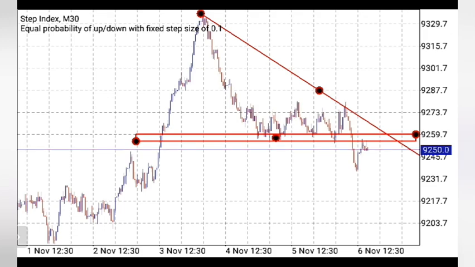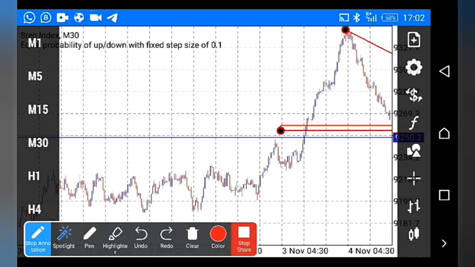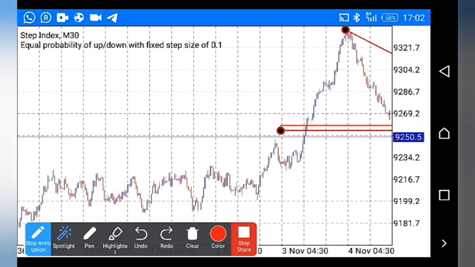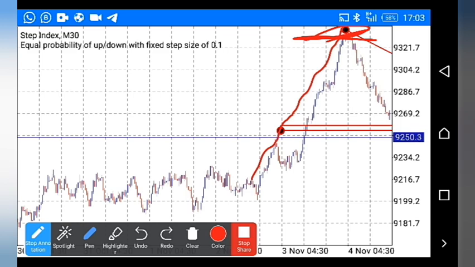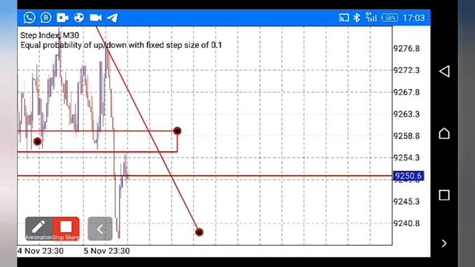So what happened is that from this point, the market was going upward. It was just an uptrend, don't mind my line, until it got to this zone, and then it changed direction and began to go down.